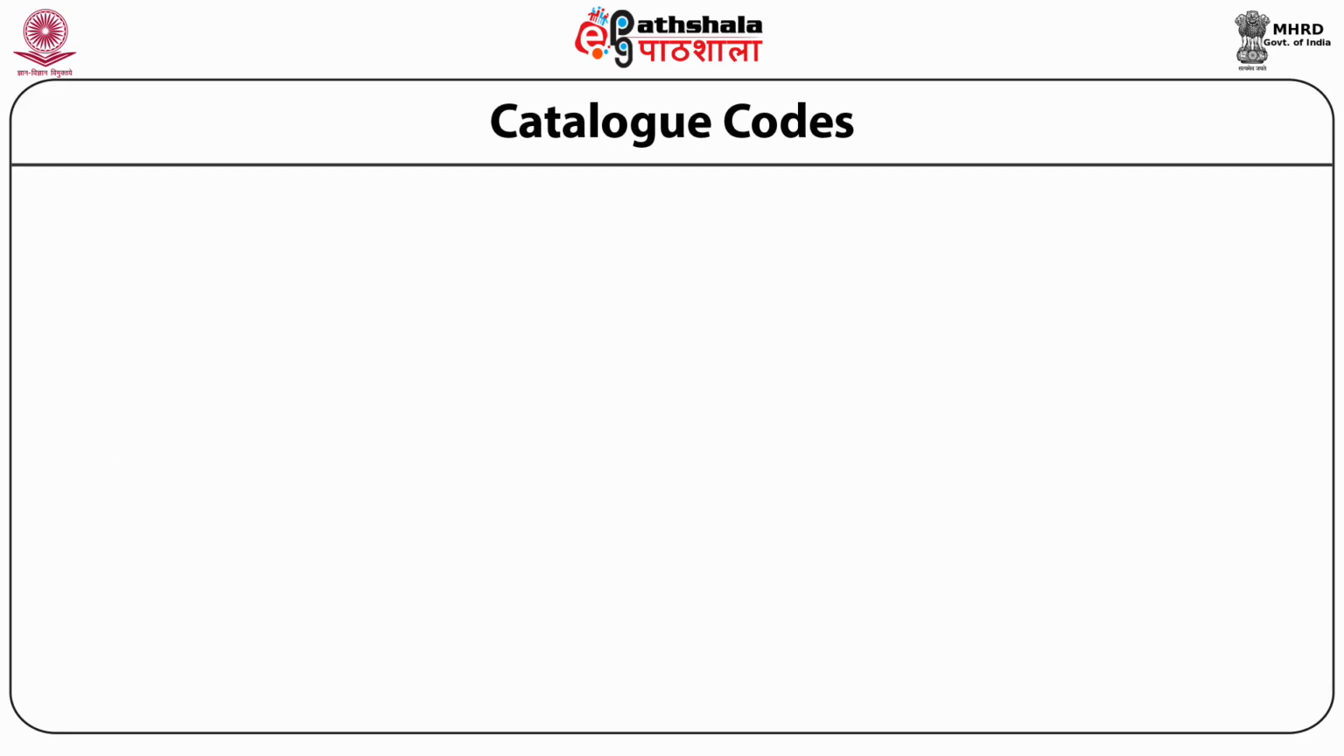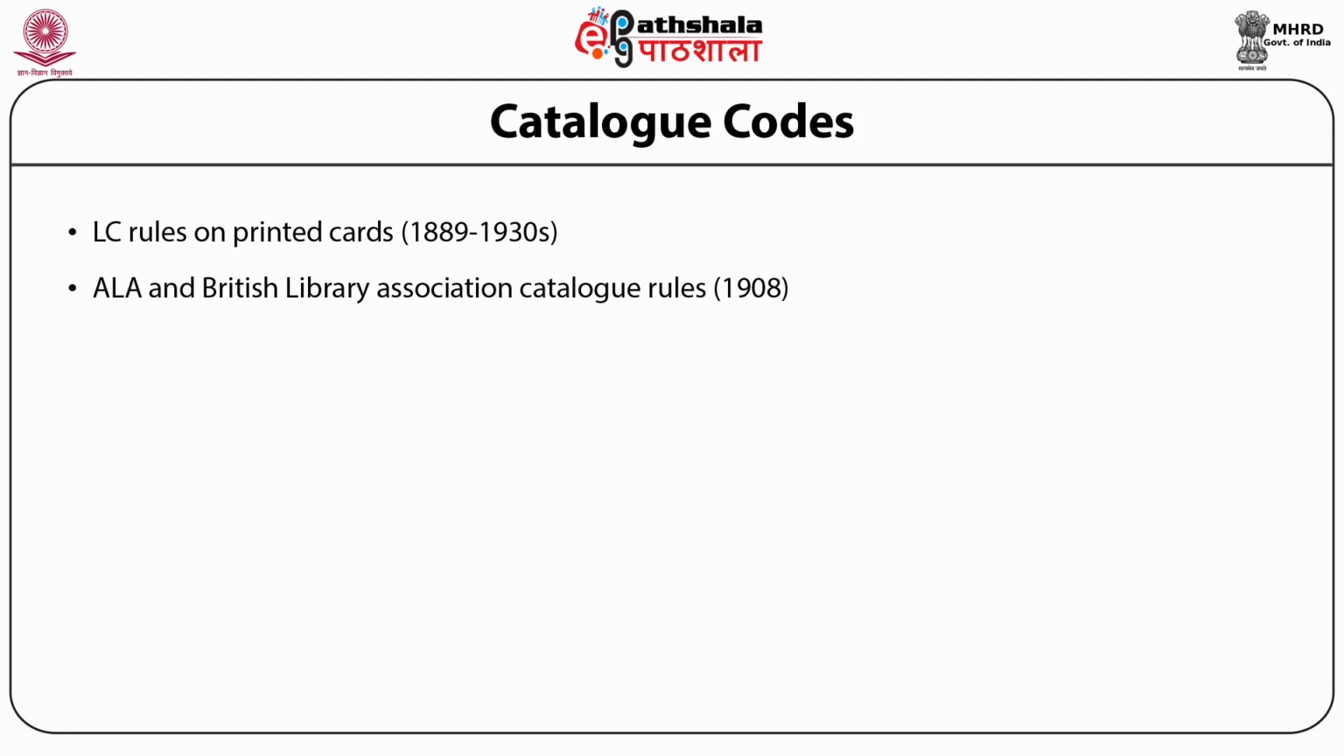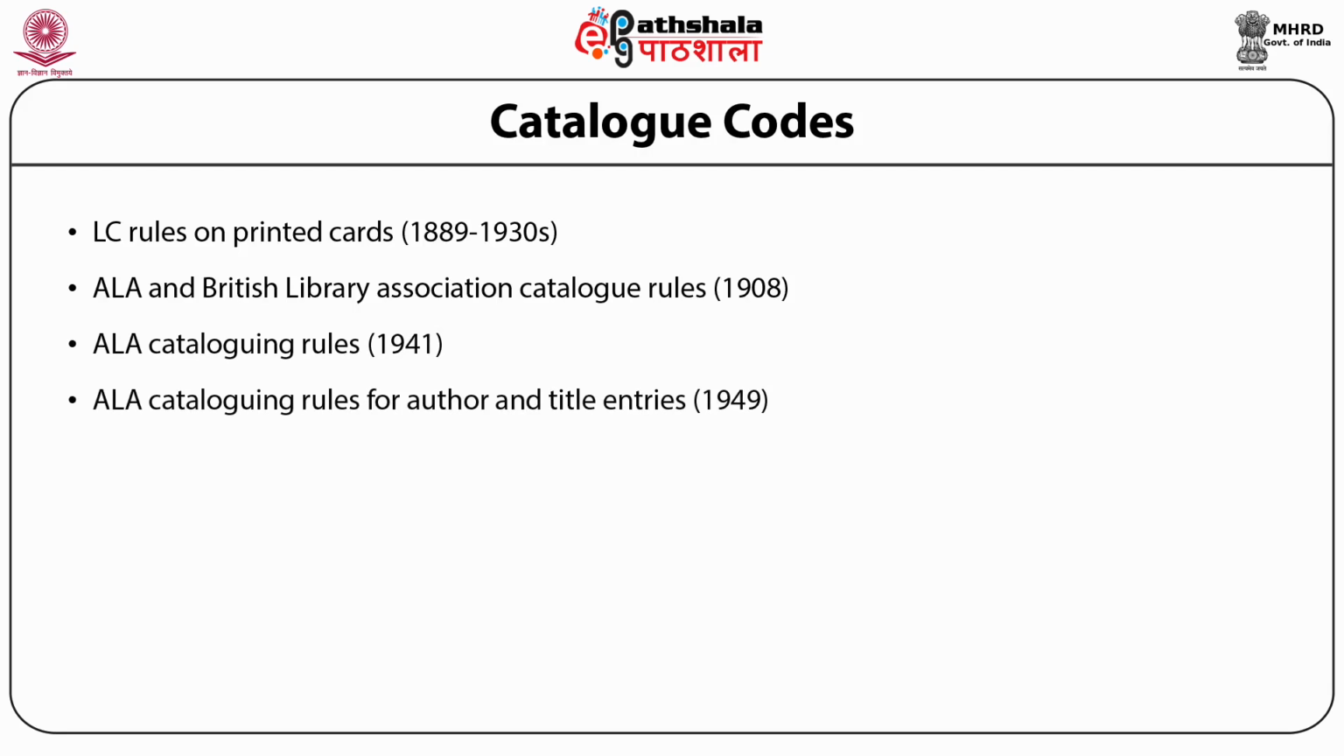Some of the other cataloging code efforts were Library of Congress rules on printed cards in 1889 to 1930, ALA, that is American Library Association, and the British Library Association cataloging rules in 1908, ALA cataloging rules in 1911, ALA cataloging rules for author and title entries 1949, Library of Congress rules for descriptive cataloging 1949. Then came the AACR, that is the Anglo-American cataloging rules in 1967.